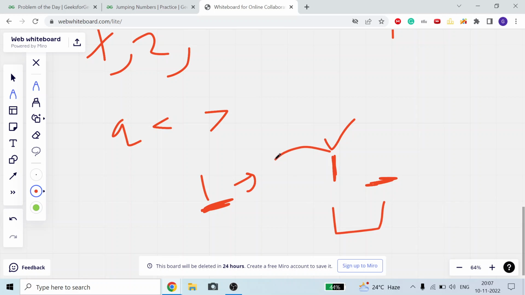The previous old digits are already set, we only need to check the next digit. So here we can either take 0, which is 1 minus 1, or we can take 2, which is 1 plus 1. The difference between 1 and 0 is 1, and the difference between 1 and 2 is 1.